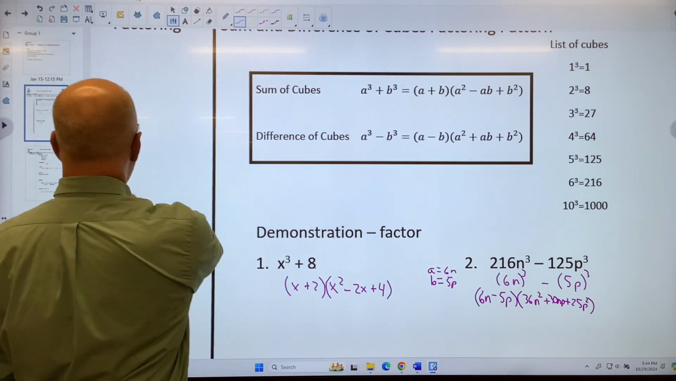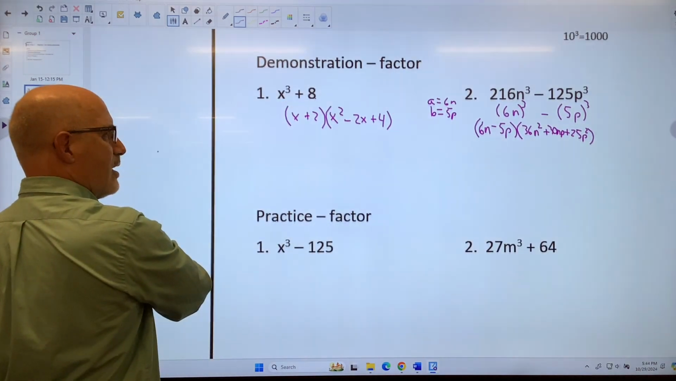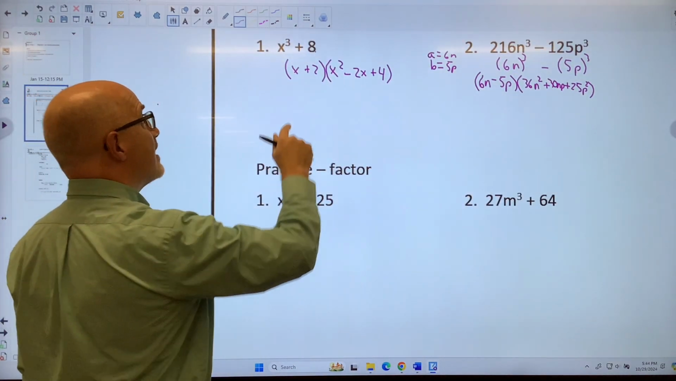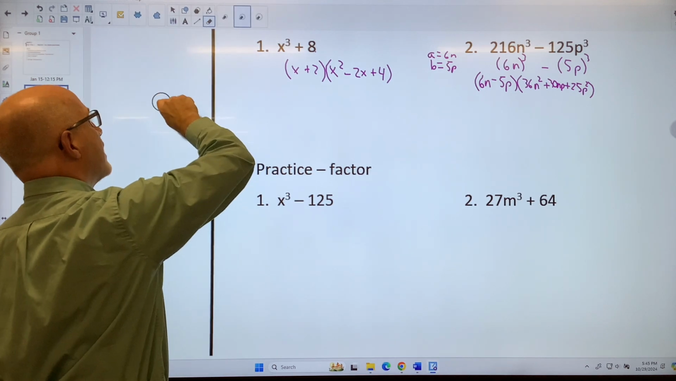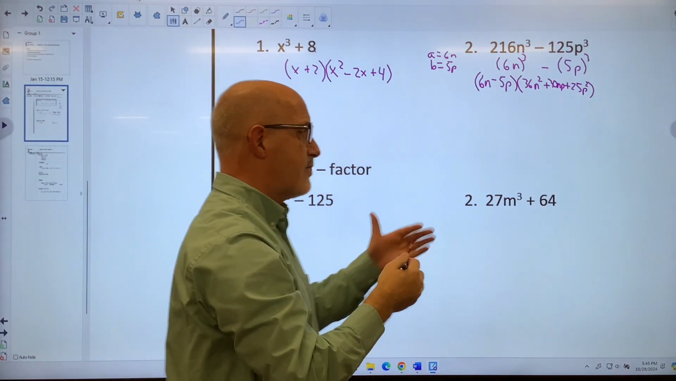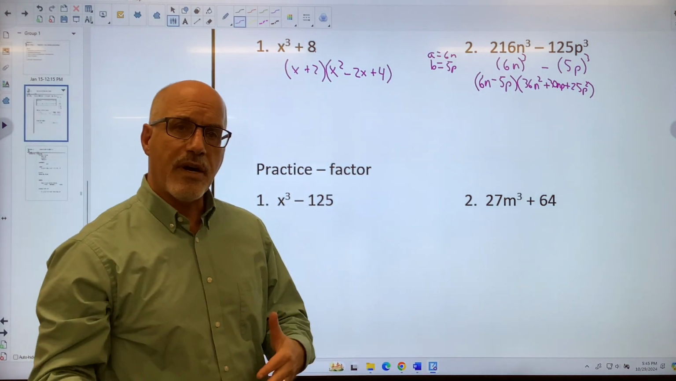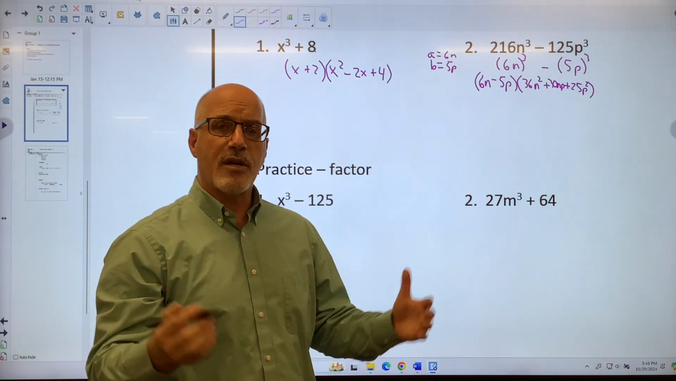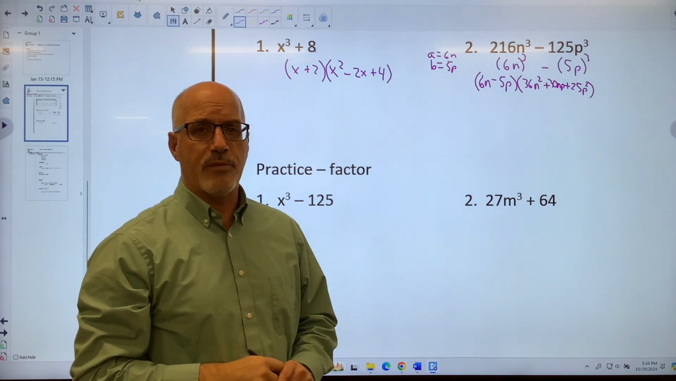Now what I'd like you to do is pause the video here and try these two. See if you can get a start on these two, see if you can get these factored, and then once you pause the video and tried it, I'll come back and work them out with you.